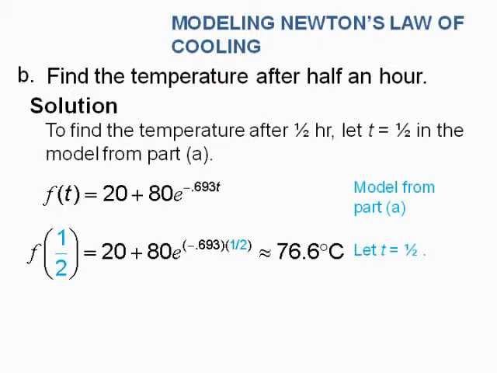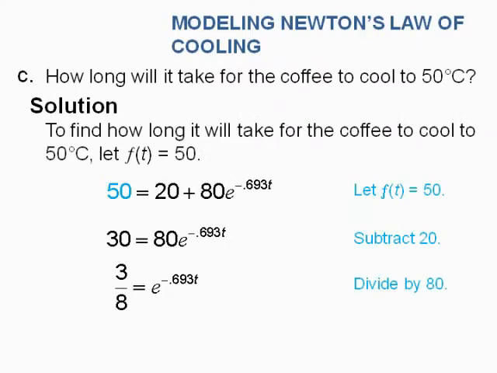But anyway, after a half an hour, we're just going to put 1/2 in for t here and make sure we use our calculators correctly. And we should get about 76.6 degrees Celsius coffee there, which I don't know if I would like it at that temperature because I like my coffee piping hot.